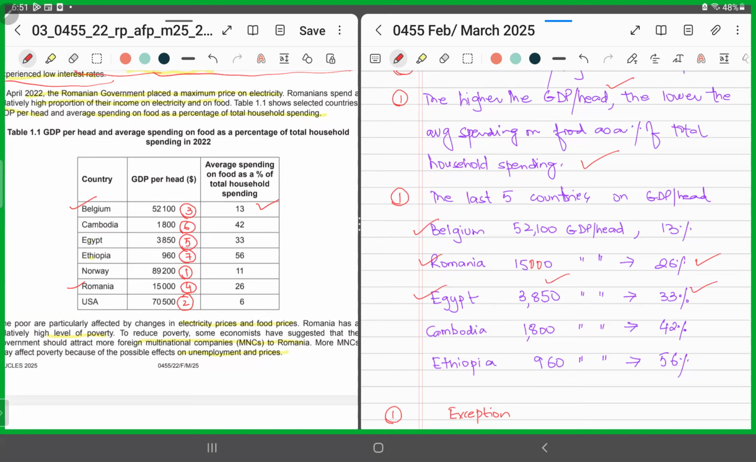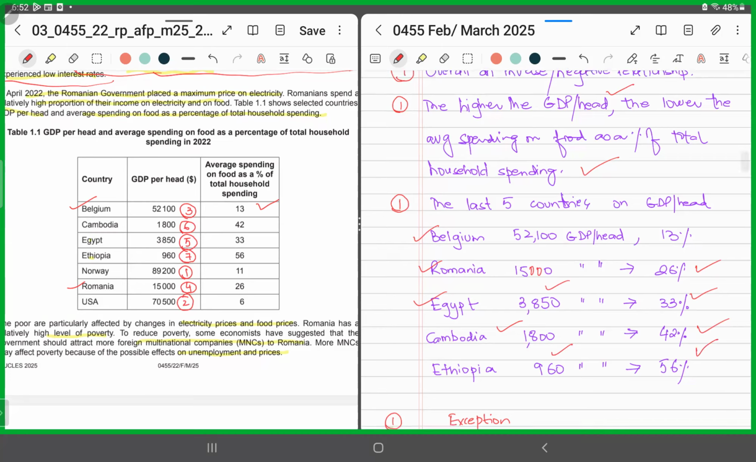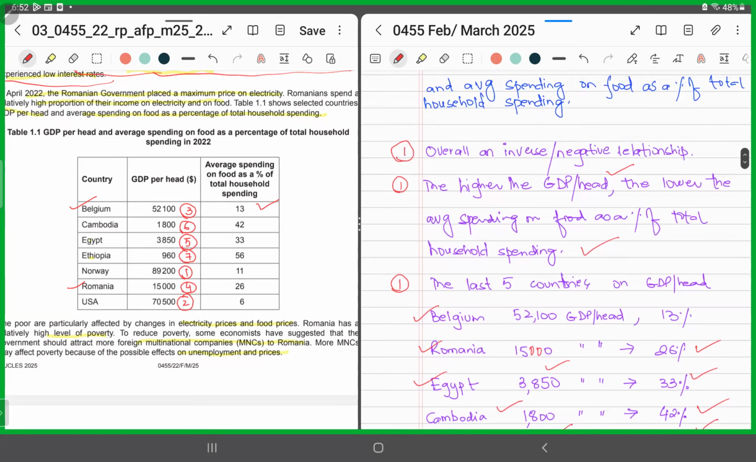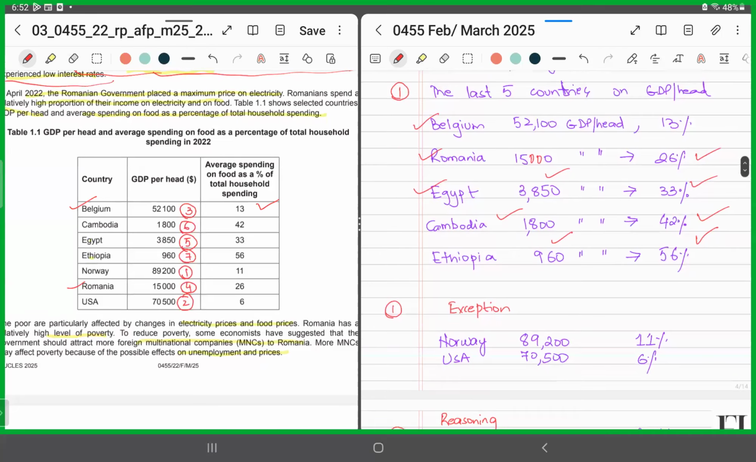So now notice, as the GDP per head is declining, the percentage spent on food is increasing. Cambodia with a GDP per head 1,800 and spending of 42%. Ethiopia of 960 and spending of 56%. Right? So far you've followed these 3 steps, and 3 marks out of a total of 5 you've attained so far. Now, but there exists an anomaly. There exists an exception.